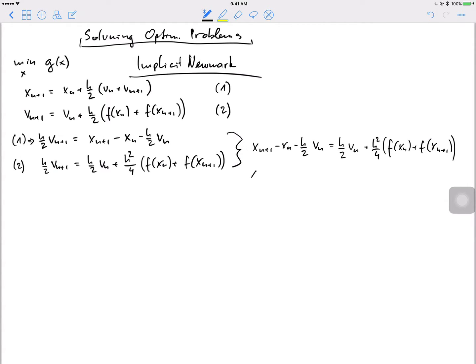So I can put this together, right? So I can simplify this slightly. So this becomes just minus xn minus h vn, right? Because I can put this guy to the other side. And here it remains h squared over 4, and the same thing, f of xn plus f of xn plus 1, okay?